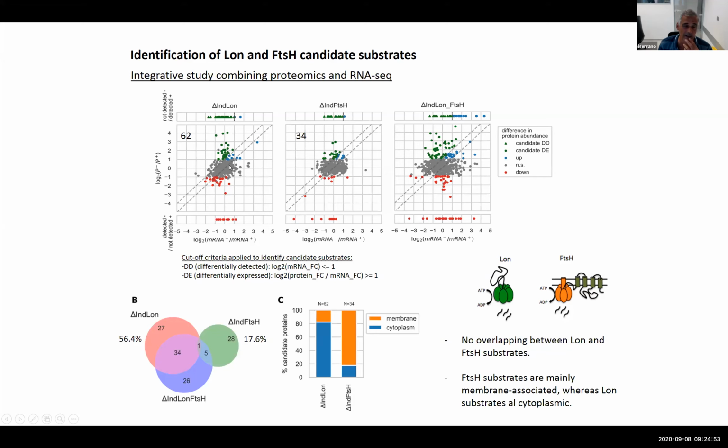The majority of the proteins that go down also go down in RNA, and the same thing happens with FTSH. And if you look at the targets of LON, the majority of them are cytoplasmic proteins, and if you look at the targets of FTSH, the majority of them are membrane proteins, and the substrates don't overlap. They are completely independent.